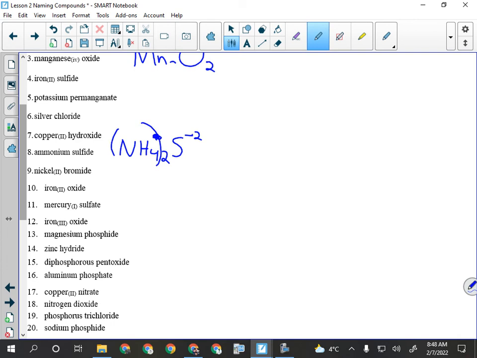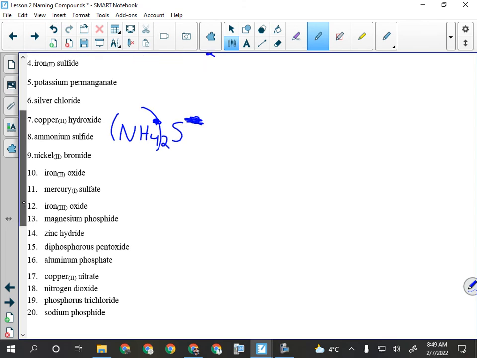Okay, so now I've got my formula for ammonium sulfide. That's as tricky as they get for ionic compounds. All right, so that's covered all of the situations that we talked about for ionic compounds. It's covered Roman numerals and what they mean. It's covered just normal binary ones and ones with polyatomic ions. Okay, so we've kind of done one of each.